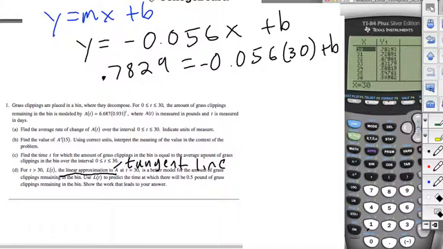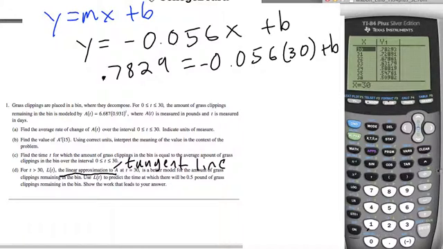So let's use our main screen here to do that. So we know we need to take negative 0.056, multiply that by 30. Then we need to add that value because it's negative. We're going to add that over to the points to the y value. That doesn't feel right.